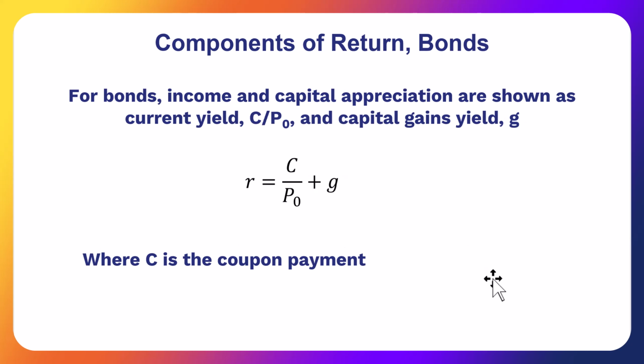What is it for bonds? It's a very similar formula. The income portion is the coupon. That's the interest based on the par value of $1,000 divided by the price, plus G. And again, here, that coupon is the annual payment that you would receive if you purchased the bond.